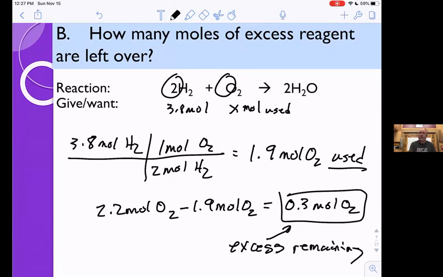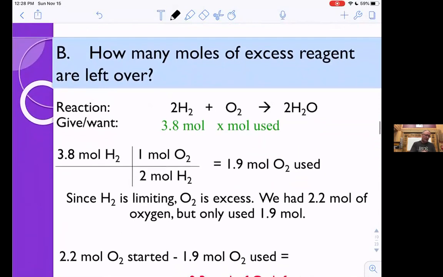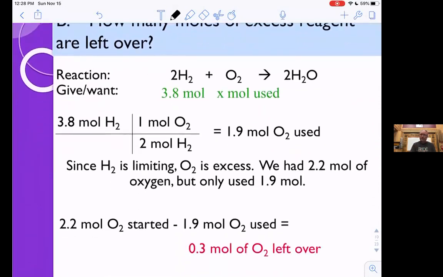Now, these calculations are not always moles and moles. We're showing you a pretty easy one here. You could go to grams and have to subtract from the original, but remember that the amount of the limiting reagent is going to dictate how much is used of the excess reagent. It's also going to dictate how much water you actually produced. Let's check my work here. Yeah, look there, 0.3 moles of O2 are left over.